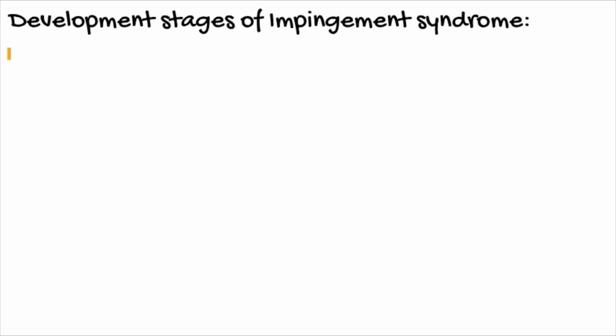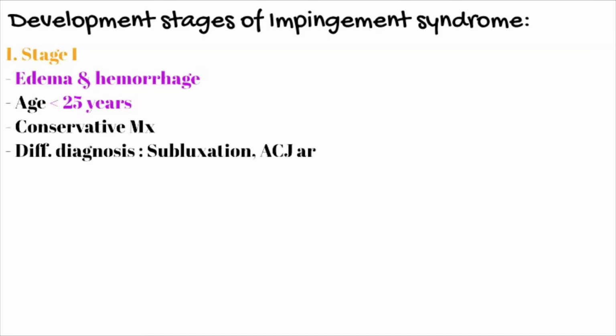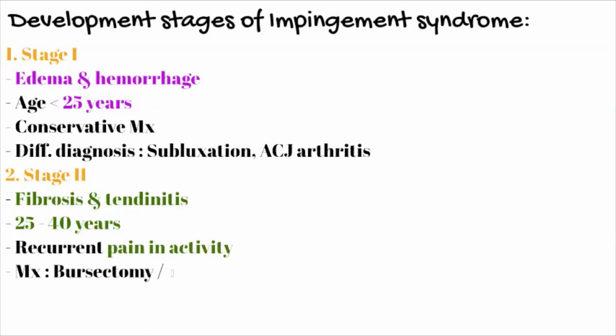Lastly, regarding the developmental stages of impingement syndrome. For stage 1, there will be edema and hemorrhage, usually occurring in those less than 25 years old. Usually, we treat with conservative management, that is physiotherapy and NSAIDs. The differential diagnosis includes subluxation and acromioclavicular joint arthritis.